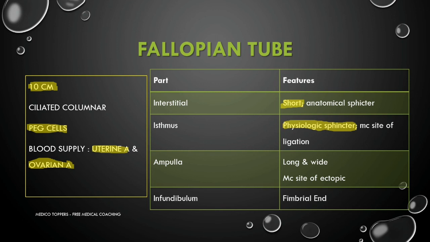Ampulla. Ampulla is the longest and widest part. Mainly fertilization takes place here. So this is the most common site of ectopic pregnancy. So the shortest part is intramural, and the longest and widest part is ampulla. That's all for today.